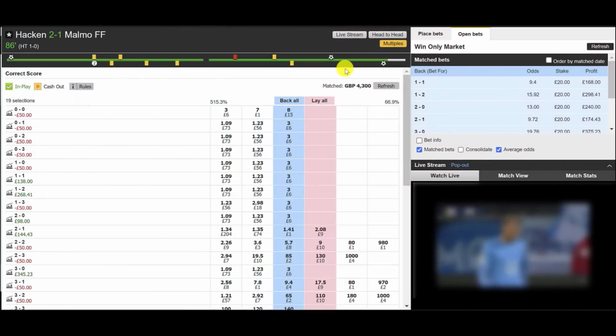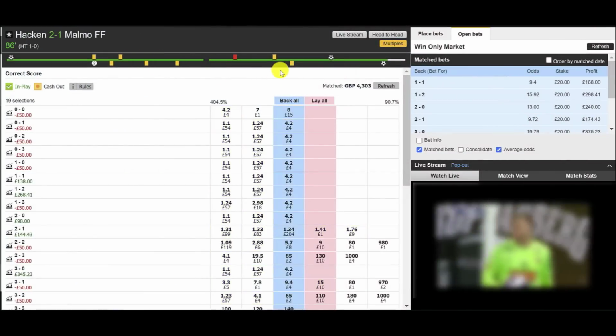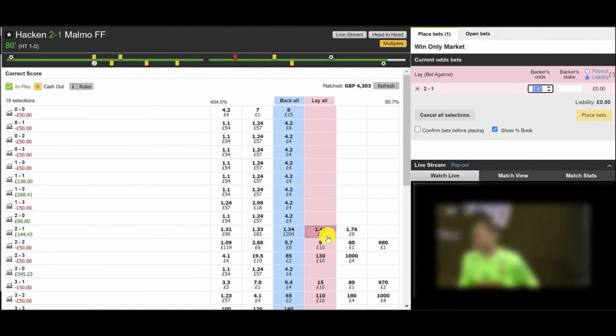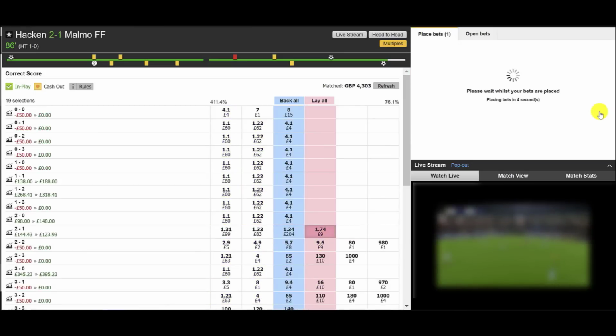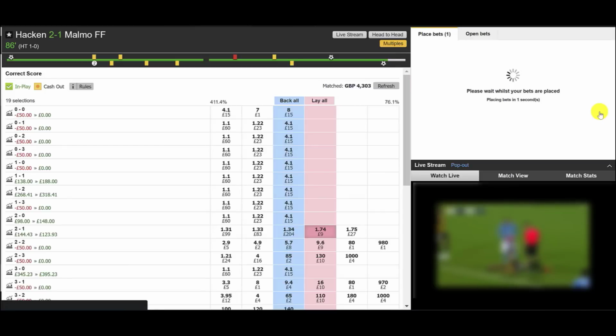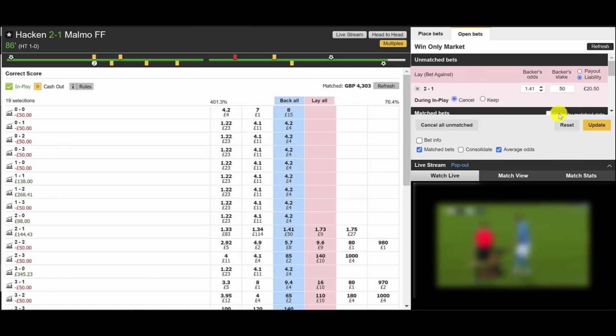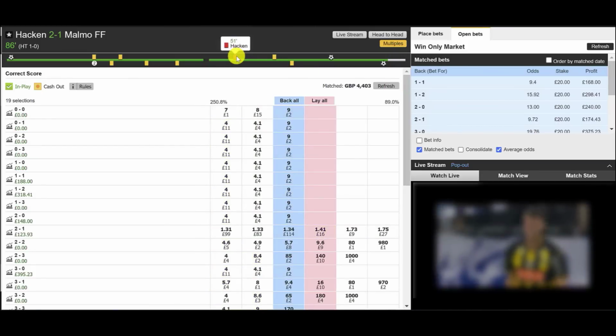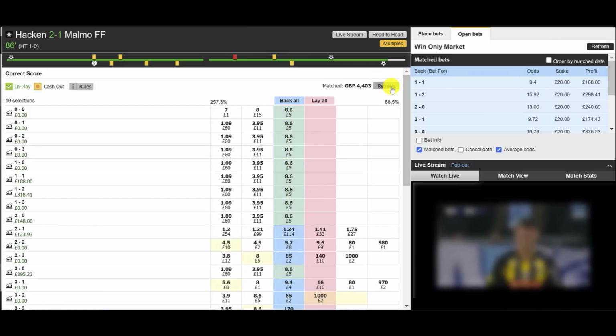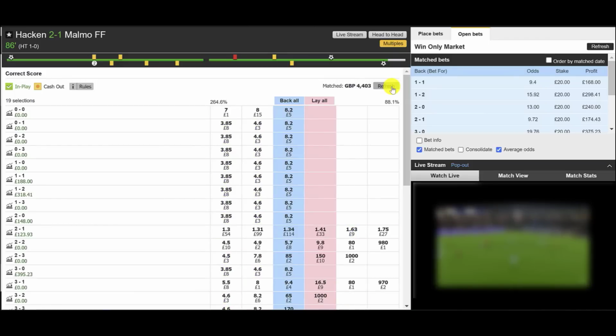So 86 minutes on the clock, and as suspected, Malmo have pulled one back. It is the 10 men of Häcken who are currently leading. So the first thing we need to do is remove all the risk from the trade now, because remember, we don't have 2-2 covered or 3-1 in favour of Häcken. So let's get that in. Obviously it was going to plan, but it's slowly unraveling because the red card is making this a lot harder to predict.